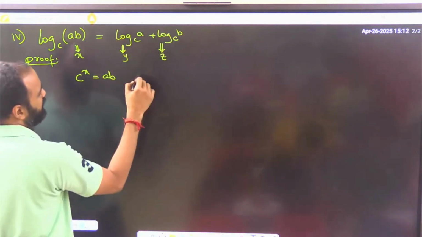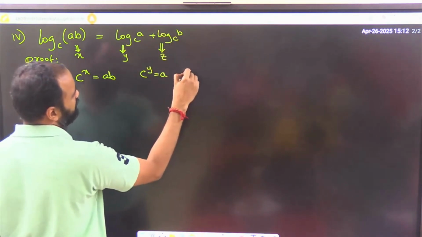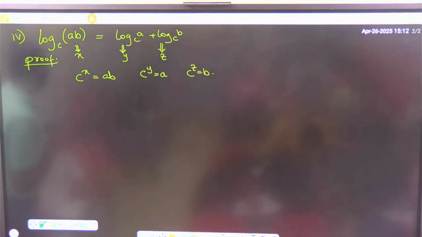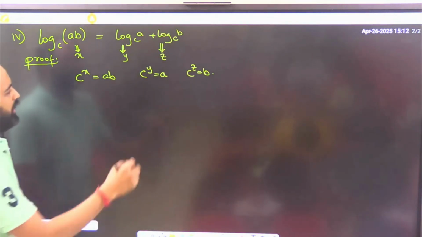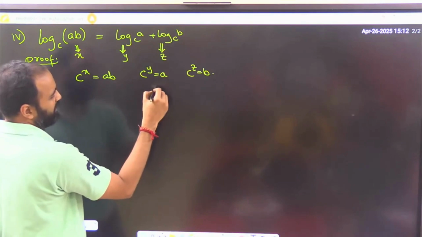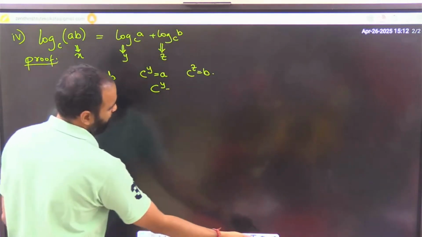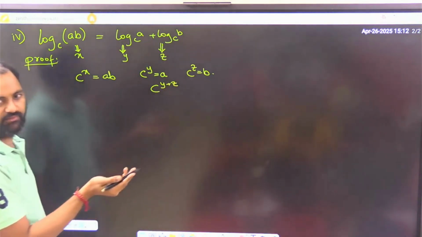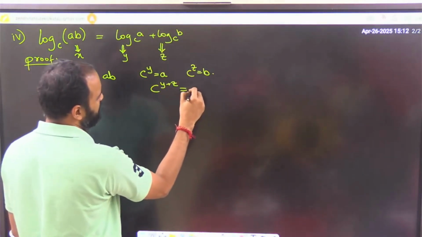What will be the exponential form of this? C to the power y is equal to a. And the exponential form of this? C to the power z is b. Now, if you multiply the two, what happens to c to the power y into c to the power z? C to the power y plus z. So c power y into c power z is c power y plus z, which is equal to ab.